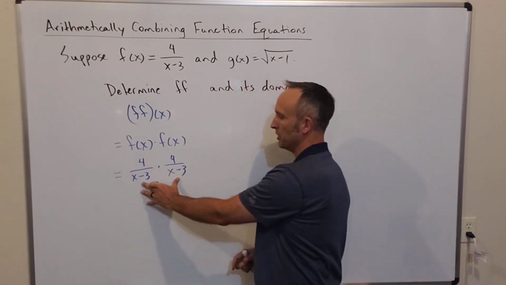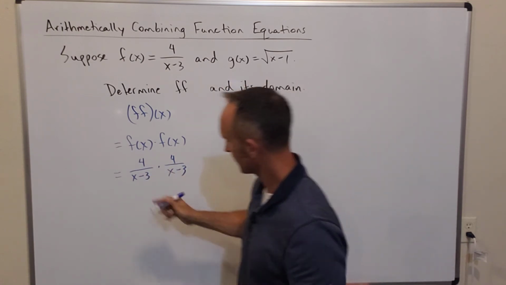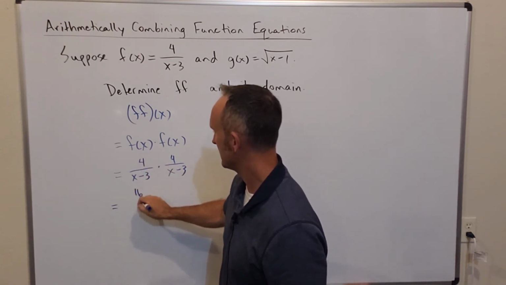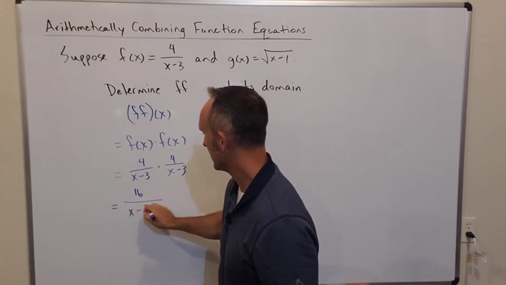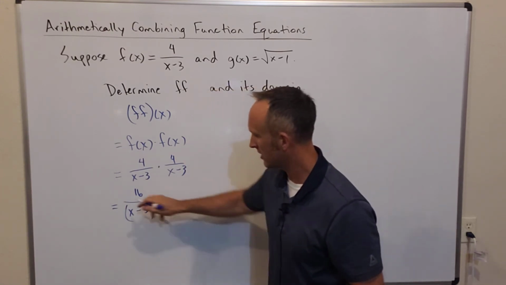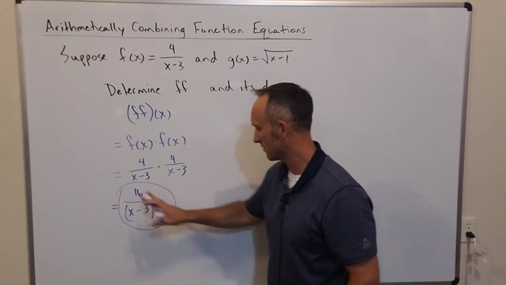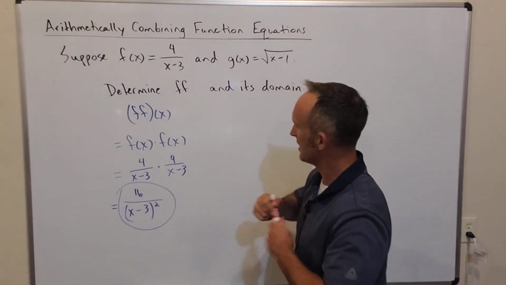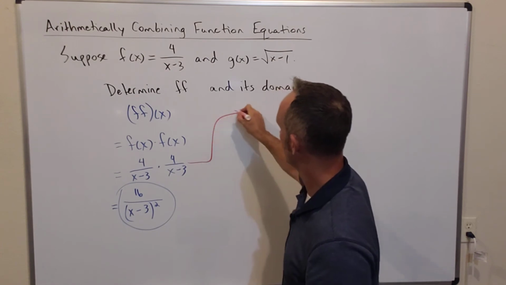And this is the step we'll use to find our domain. But to multiply these is really simple. You just go straight across and get 16. And on the bottom, we have x minus 3 squared. If you want to multiply that out, you can, but this is just fine. So that's the function. This is the step where we will find our domain.